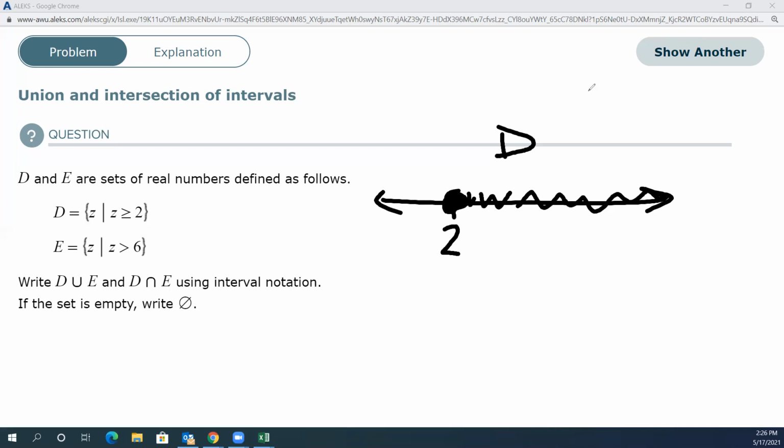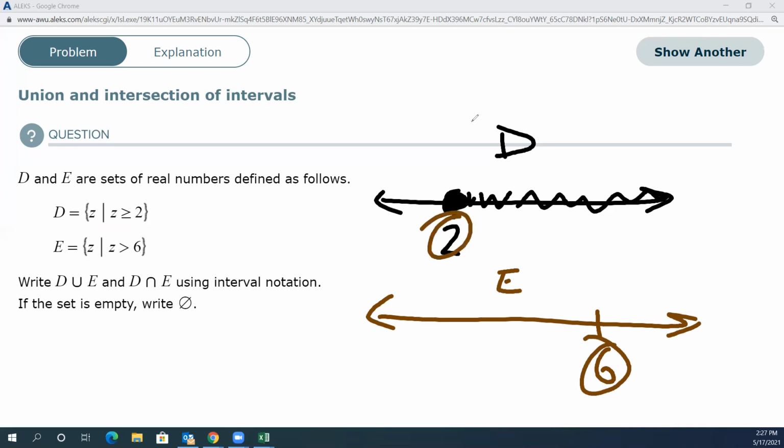Now we contrast that with set E, which is all numbers that are greater than 6. So if I draw set E down here, and I put the 6 there, you'll notice that the 2 is to the left of the 6 because 2 is smaller than 6. So I did that on purpose. All numbers greater than 6 is going to be bigger than 6. Now this time we're not going to include 6, so I'm going to do an open circle, because I don't have the or equal sign down there, just like I did on the first one.